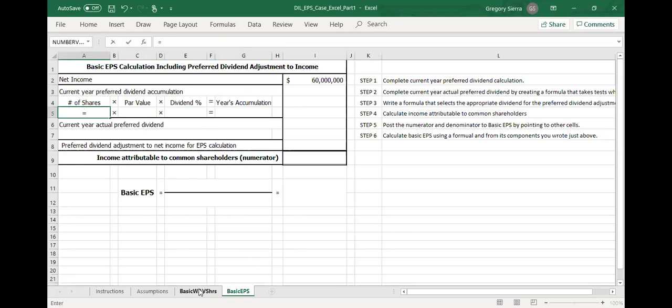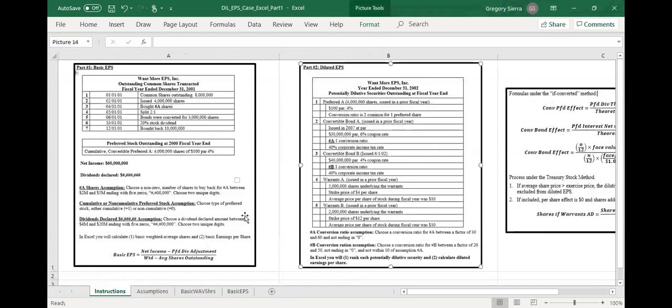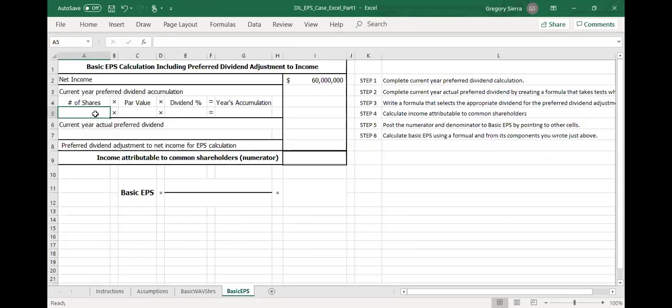Let's see, the number of shares outstanding, 4 million, 100 par, and 4%. So the current year's accumulation, it's $4. It looks like, for 4 million shares, it's going to be 16 million, but we'll just let Excel do it for us. There it is, 16 million.